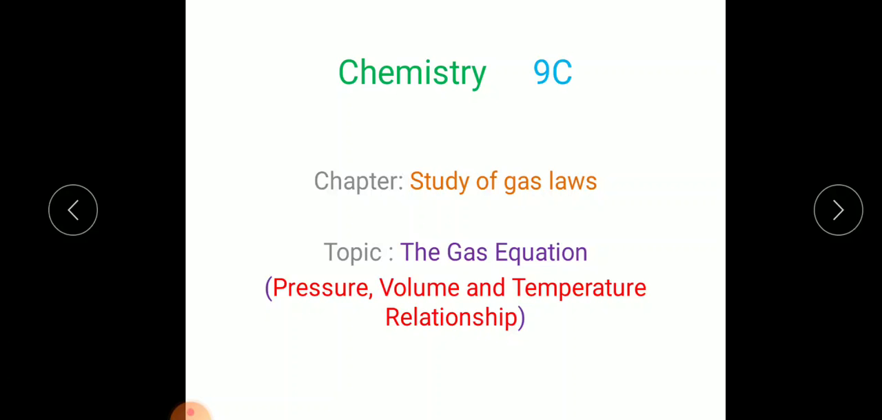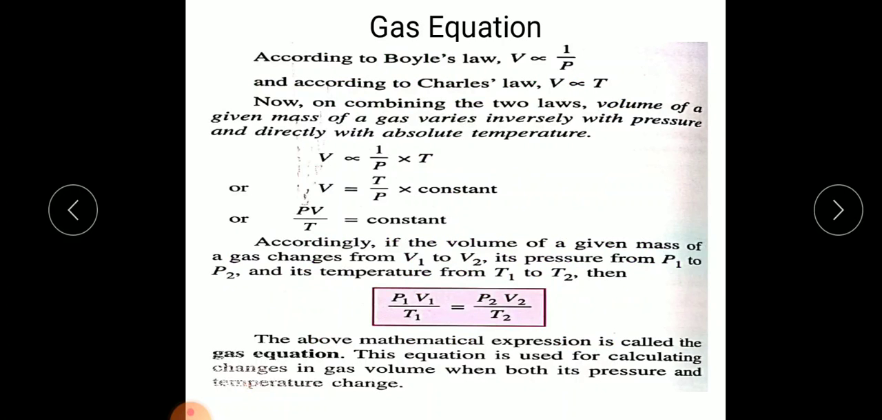Okay. Now, first we'll derive the gas equation. After that, we'll be doing the numerical based on it. So, gas equation. We'll try to derive the equation.